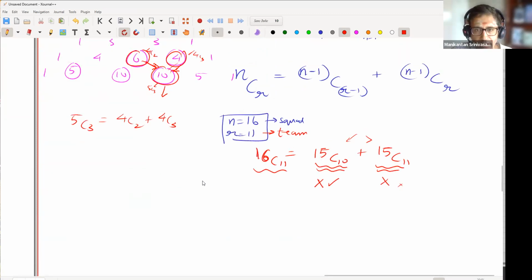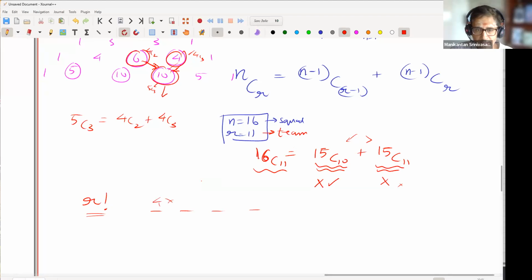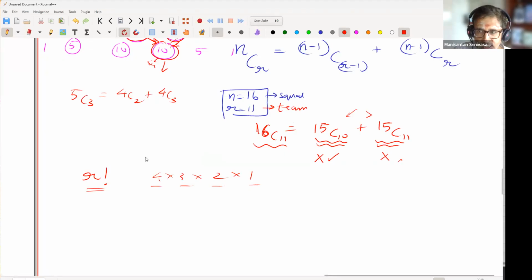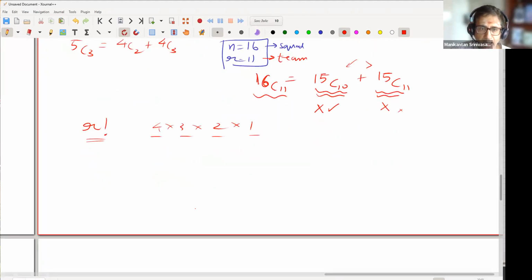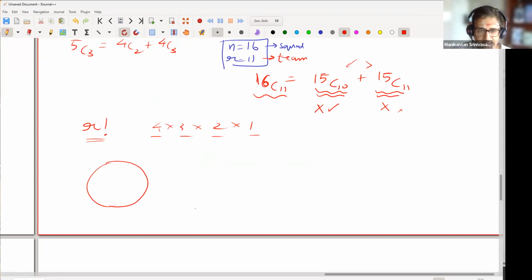So permutation is very easy. Given R objects, you can arrange them in R factorial ways. Let's say R is 4, you can put them in 4 factorial ways. And if things are arranged in a circle, then it's R minus 1 factorial ways. But you have to be careful about what you mean by a circle. In a circle, relatively speaking, it's R minus 1 factorial.